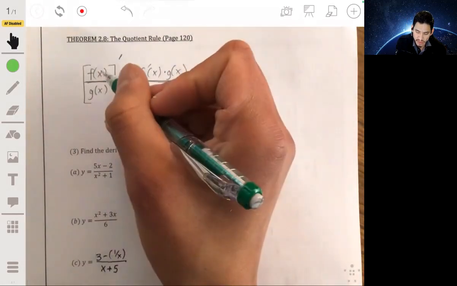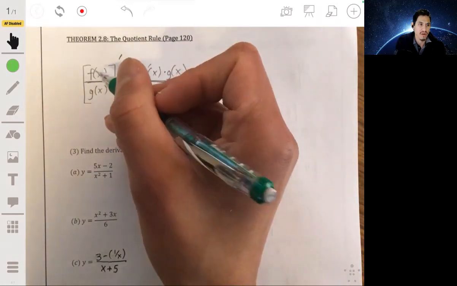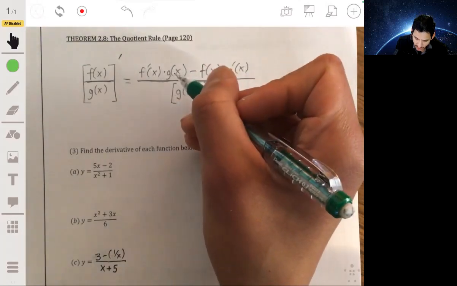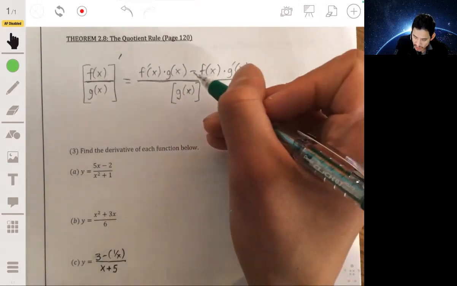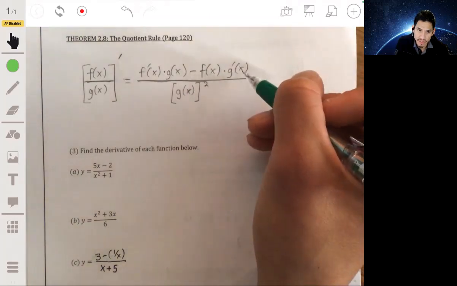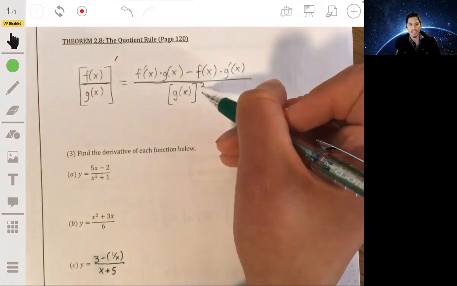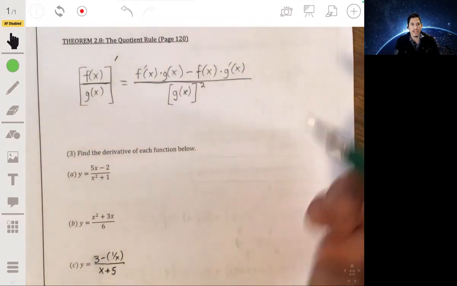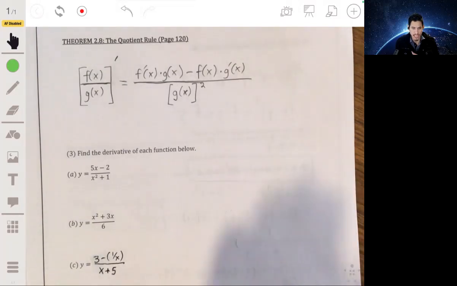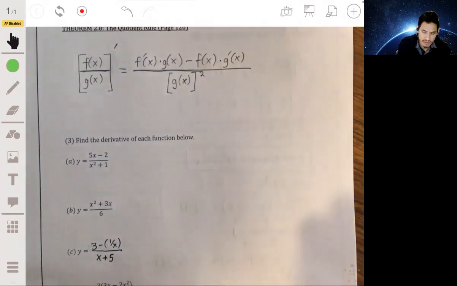So again, if you want to find the derivative of a quotient where we have f of x over g of x, you find the derivative of f of x multiplied by g of x. Then you subtract f of x times the derivative of g of x, all over g of x squared. This may look a little confusing, but it's just practice. So let's practice, that's always the best way to do this.